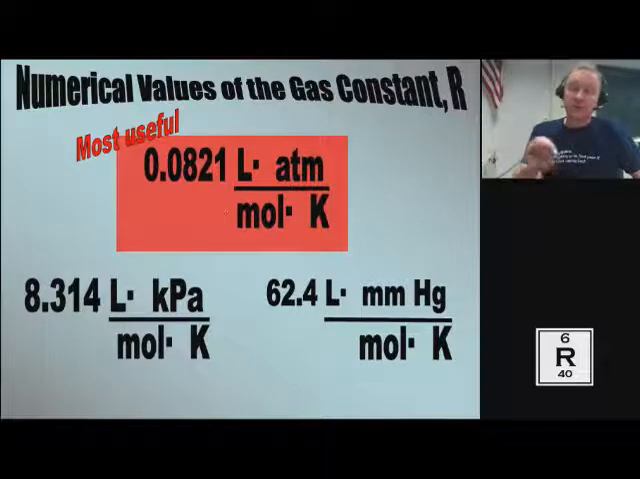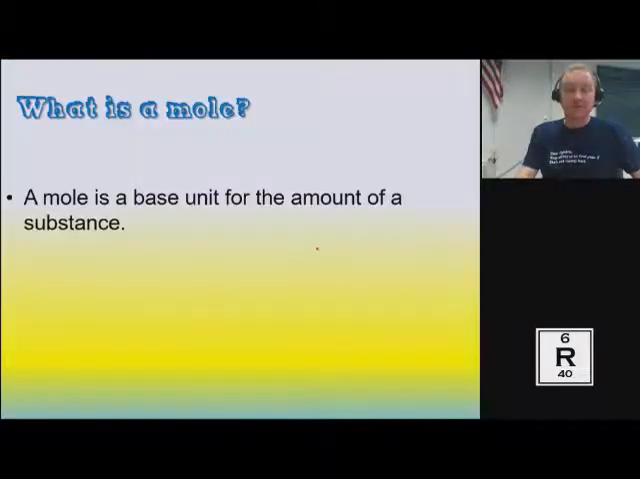How do you know which one to choose? I'll reiterate. If you have your pressure in atmospheres, use this value. If you have your pressure in kilopascals, use this one. And if you have it in torr or millimeters of mercury, use this as your constant. So these are your choices to use.